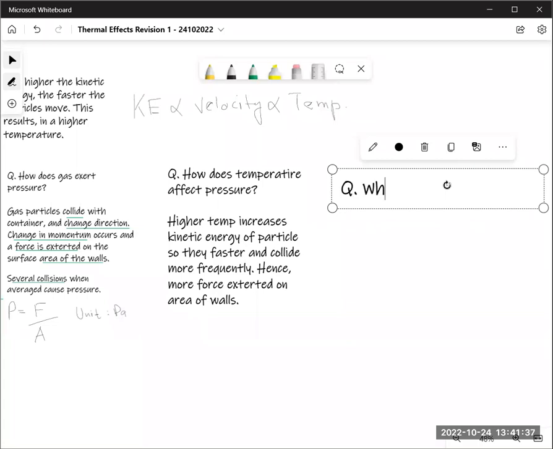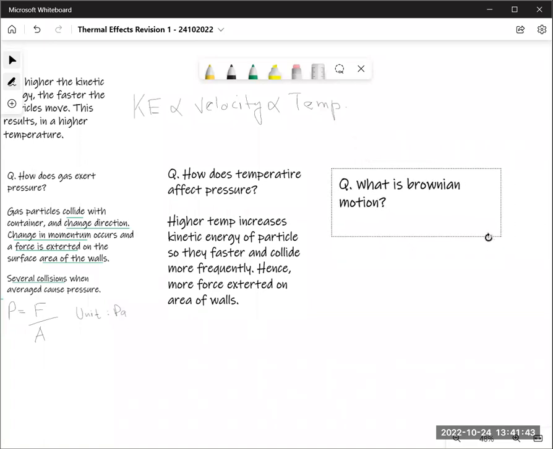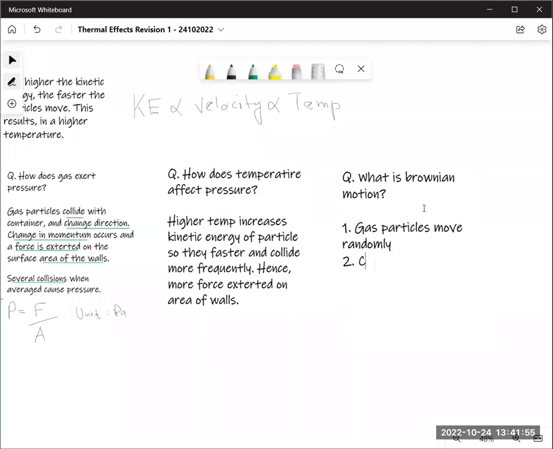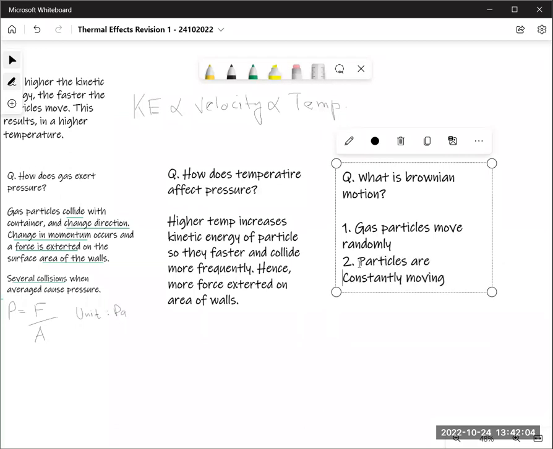We can derive something called Brownian motion. This is key. This will be asked in MCQ, which is guaranteed to come. What is Brownian motion? Always. Now, you need to know a few things. Gas particles move randomly, constantly moving. Let's just say particles are constantly moving. Particles move randomly.